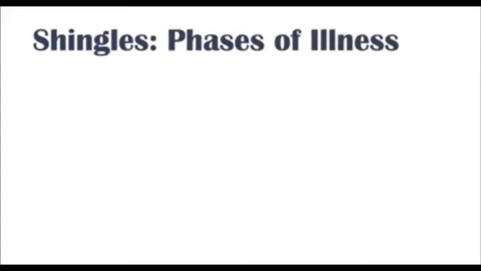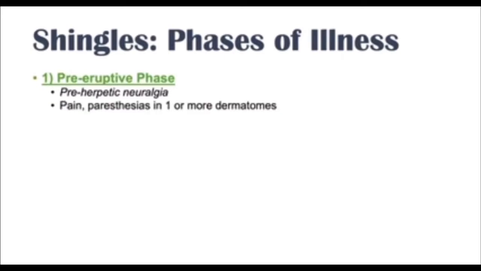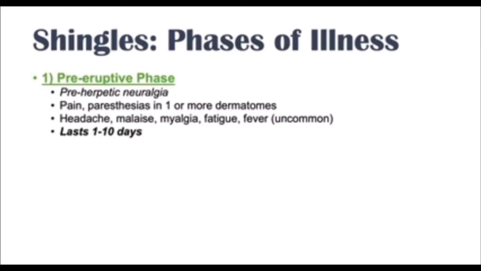So shingles has three phases of illness. The first one is what we call the pre-eruptive phase. The pre-eruptive phase is also what we call pre-herpetic neuralgia, because there is neuralgia, there is nerve pain, prior to the eruption of herpetiform vesicles. The pain is generally severe, and we can see what we call paresthesias as well, numbness, tingling sensations in the area, usually in one or more dermatomes. And the pre-eruptive phase is associated with other systemic symptoms like headache, malaise, myalgia, fatigue, and uncommonly fever. This phase generally lasts 1 to 10 days.